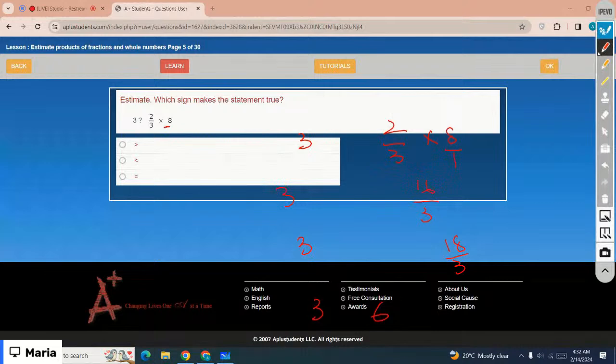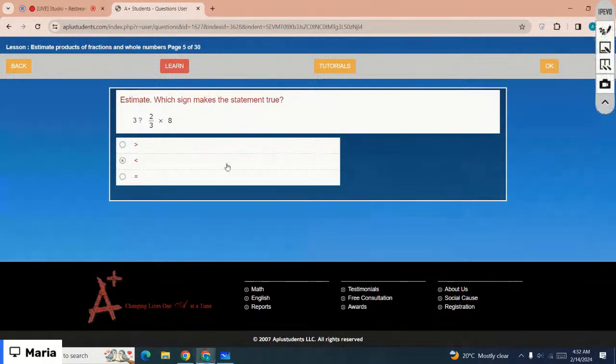3 is less than 6. The correct option is less than. Okay, you can complete the lesson by yourself later today. Let me just move on to the next lesson.